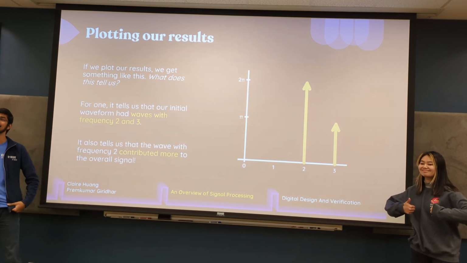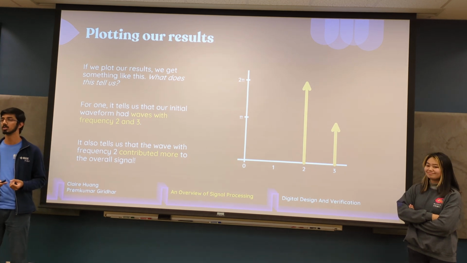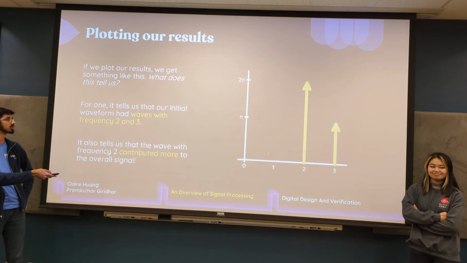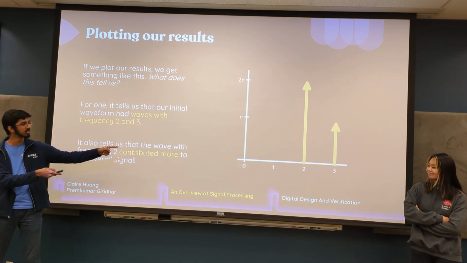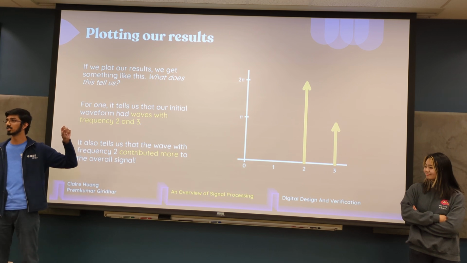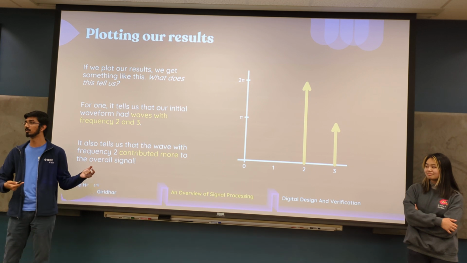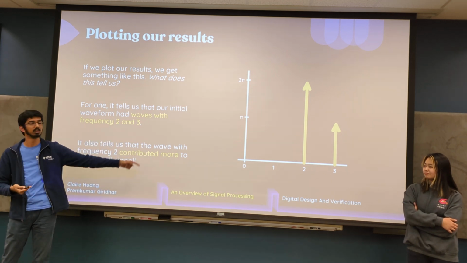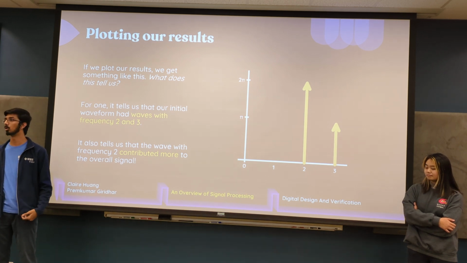Okay. Basically, to explain this frequency plot, if you've taken 1 or 2, or if you take it, you will see a plot that looks very much like this. All this is telling us is that the wave with frequency 2 contributed more to the overall signal, the original signal that we started with, compared to the wave with frequency 3. Both of these did contribute, which we can see by the fact that the little arrows are non-zero, but the wave with frequency 2 actually contributed more.